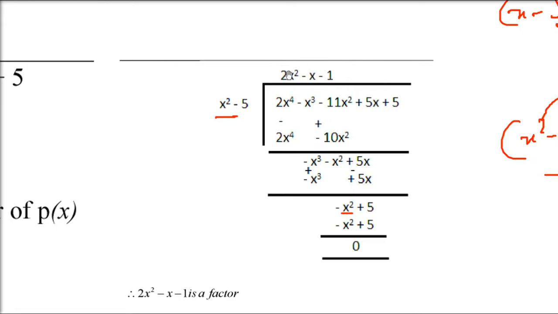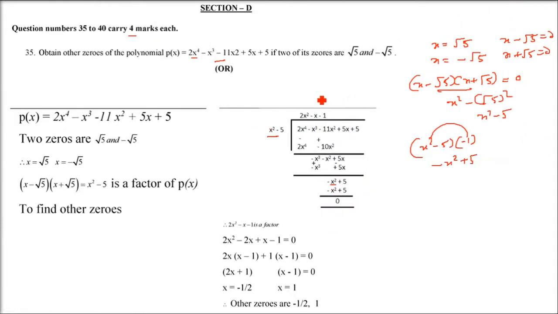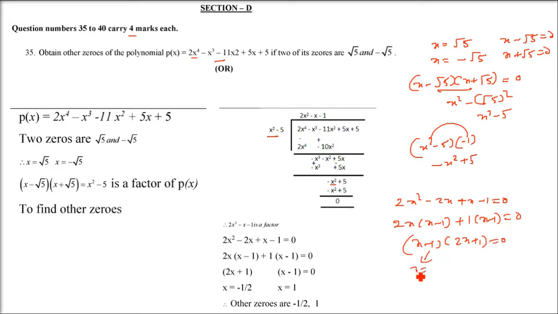That means 2x square minus x minus 1 is also a factor, because it is dividing properly. So from 2x square minus x minus 1 we will get two factors, you can say roots. So 2x square minus 2x plus x minus 1 we can write. So this will be 2x, take bracket (x minus 1), plus 1 (x minus 1) equals 0. So you get (2x plus 1)(x minus 1) equals 0. So this is x equals 1 and x equals minus half. So you have 4 zeros: root 5, minus root 5, 1 and minus half. These are the 4 zeros, roots of this polynomial.